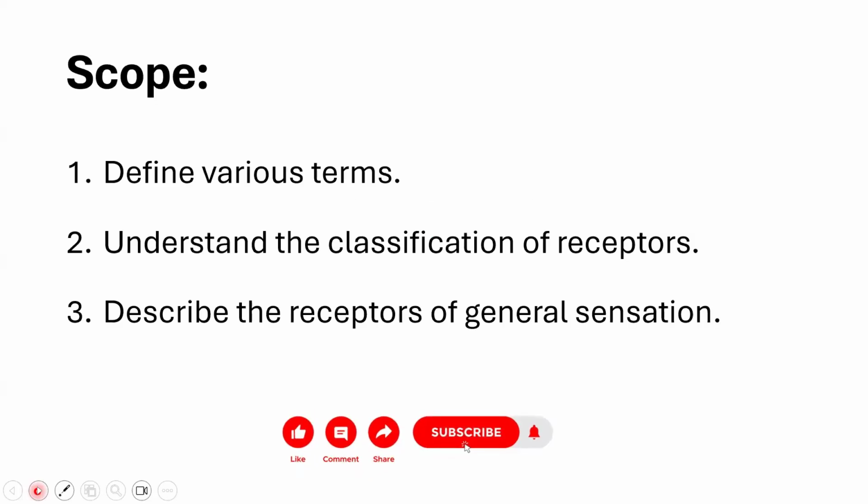For the scope of the session today, we are going to define various terms, including what is a receptor, what is a sensation, and what is a sensory organ. And then we are going to understand the classification of various receptors. Then we're going to describe the receptors of general sensation, and we look at histological images of each.